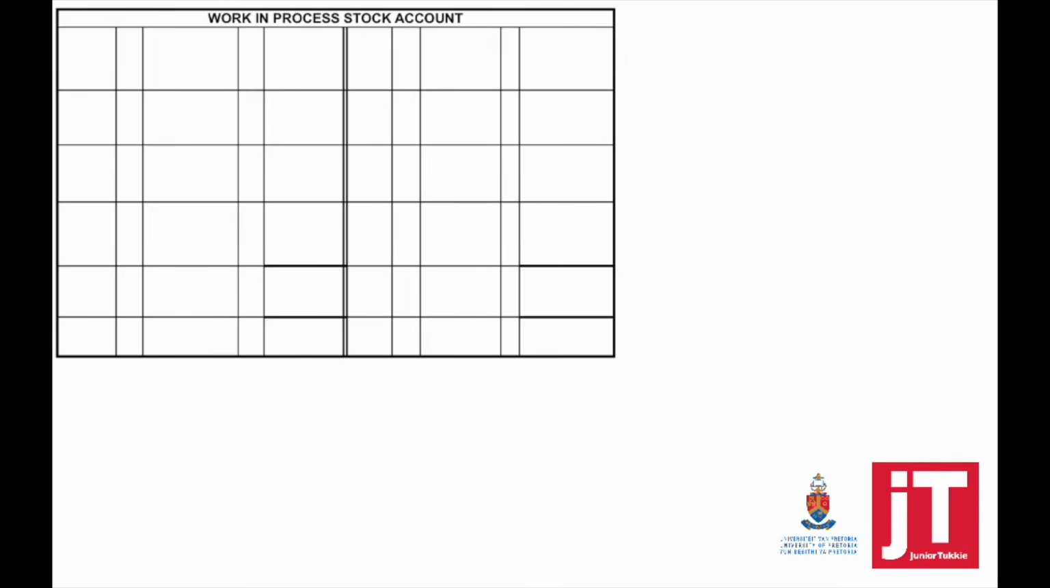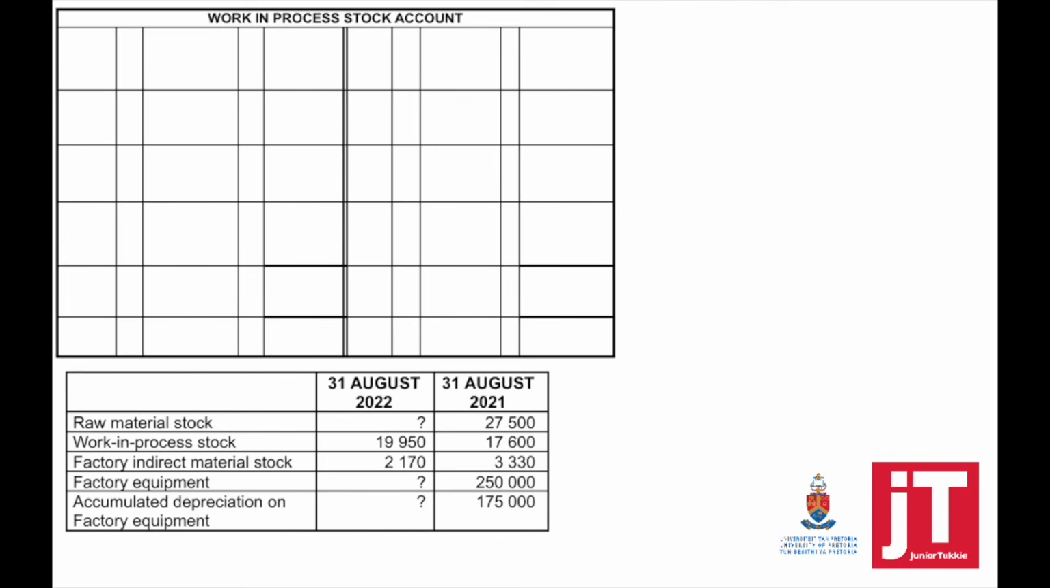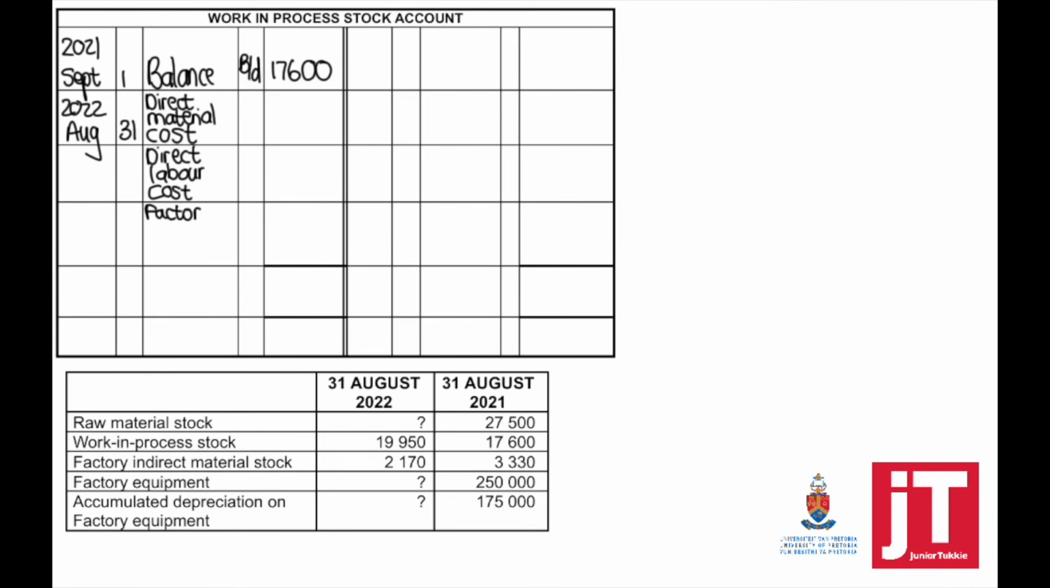Now the only ledger account left for us to complete is the work in process stock account. We start with the opening balances. They provided the balance in the beginning, 17,600. Again, this account will always consist of, on the debit side, direct material cost plus direct labor cost plus factory overhead cost. On the credit side, we would always have the balance carried down.